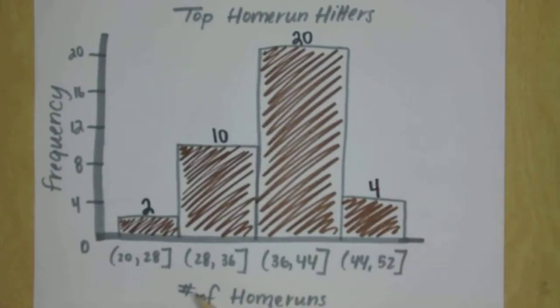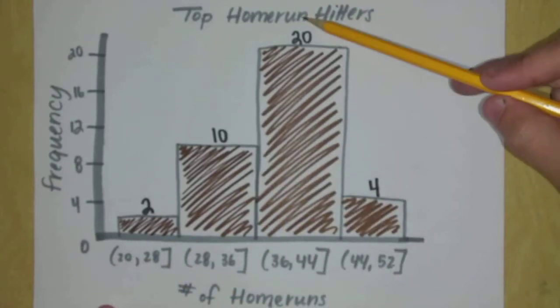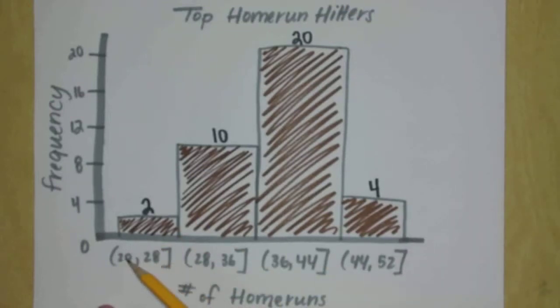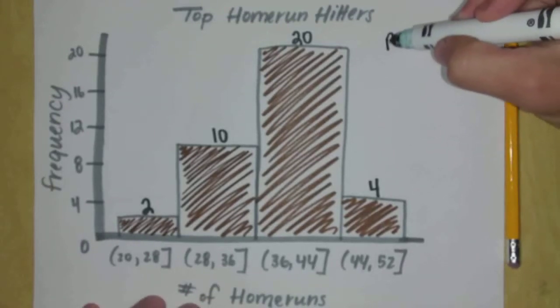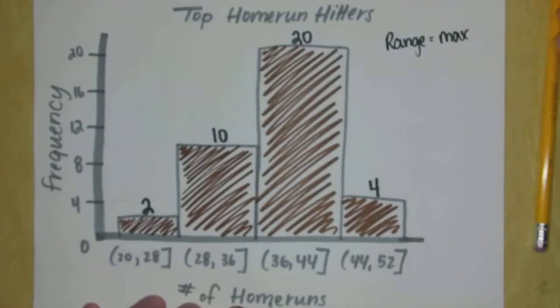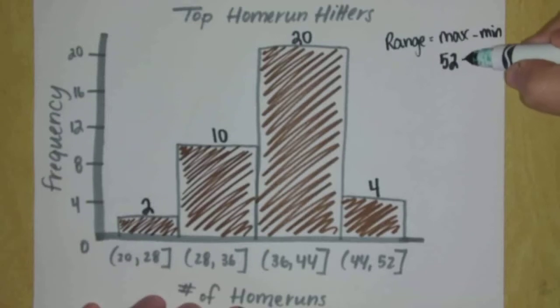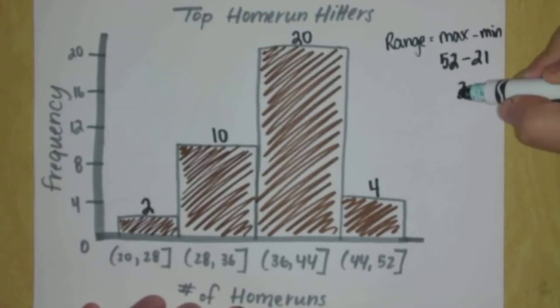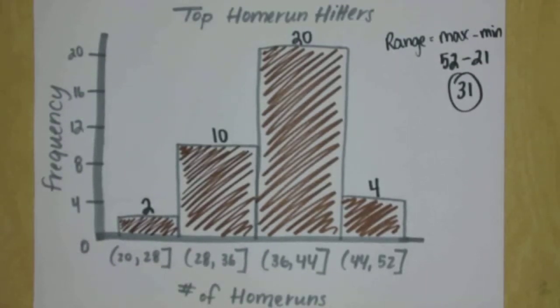I know the least amount is 21. Now notice why I didn't include 20. 20 is not the lowest number here. This parenthesis says I can get really, really close to 20, and since you can't hit part of a home run, that would mean the lowest number included in this histogram is 21. So if I were to find my range being the maximum number minus the minimum number, that would mean I could take 52 and subtract 21, and so I would have a rough estimate of 31 for the range.